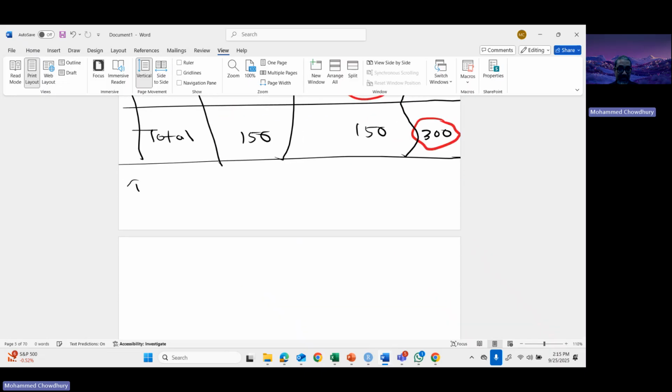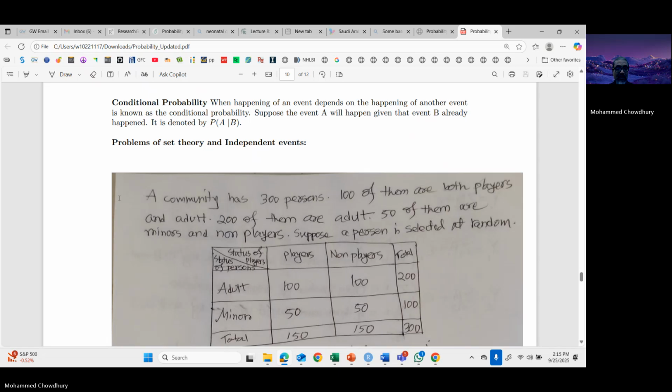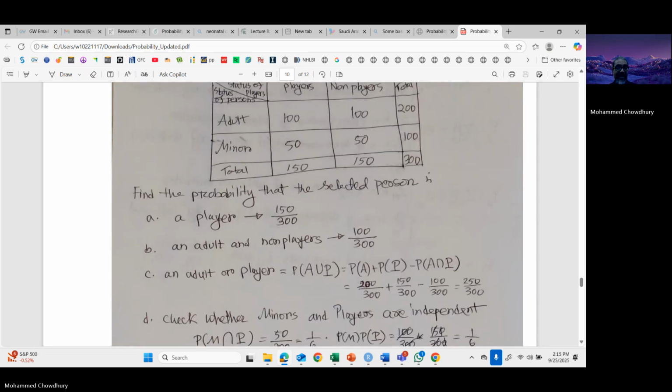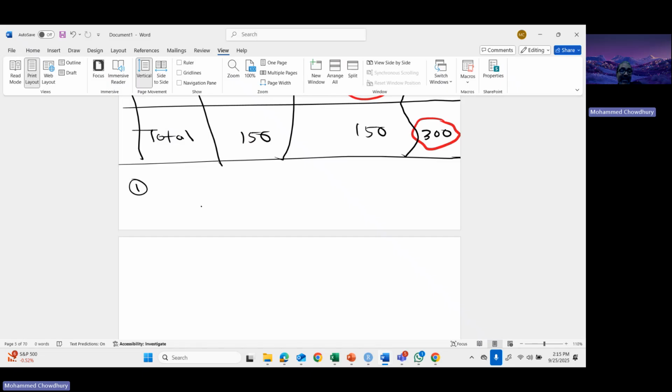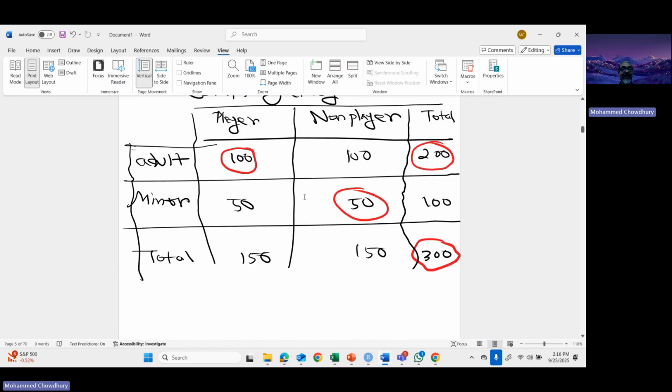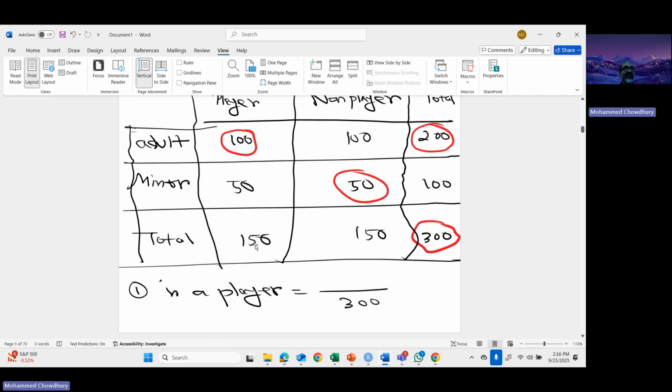First of all, they randomly select a person from these 300. And then the first problem is: a person is selected at random. Find the probability that the selected person is a player. So how can we do that? This is 300 and there is a player. Player equal to how many? 150, right? So 150.